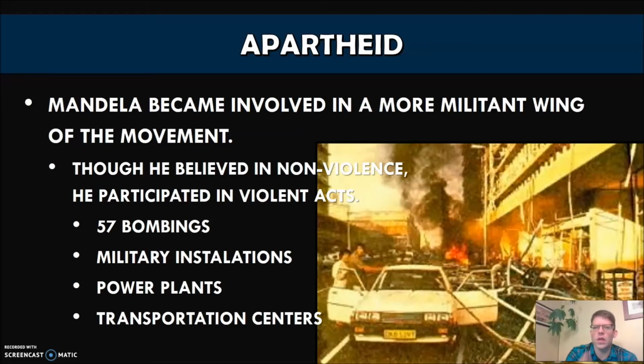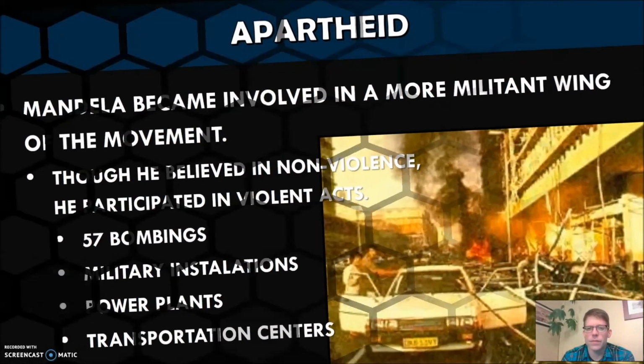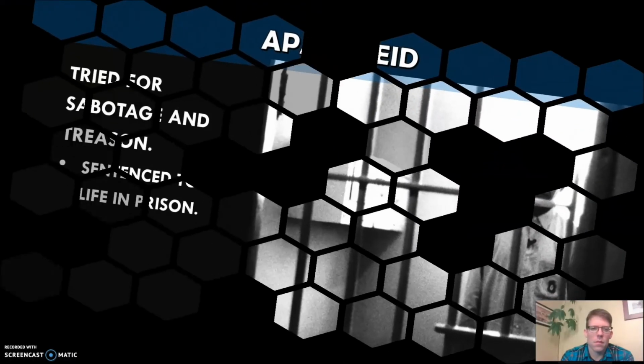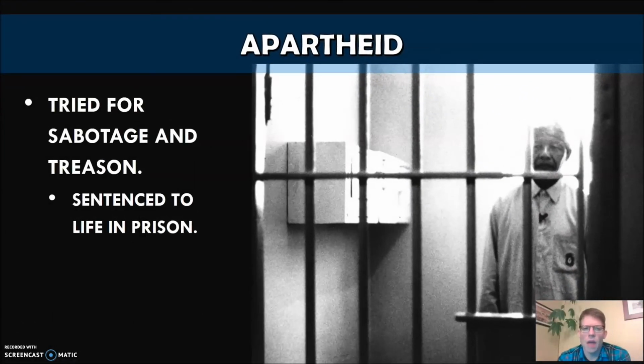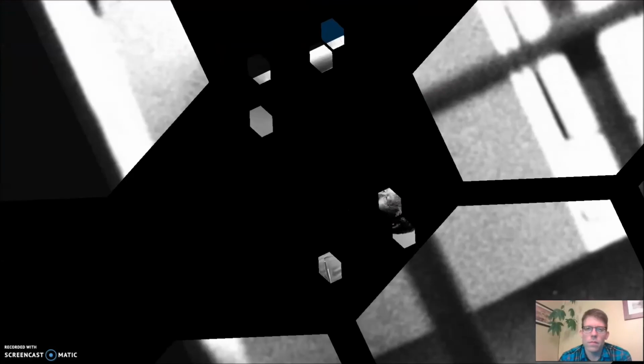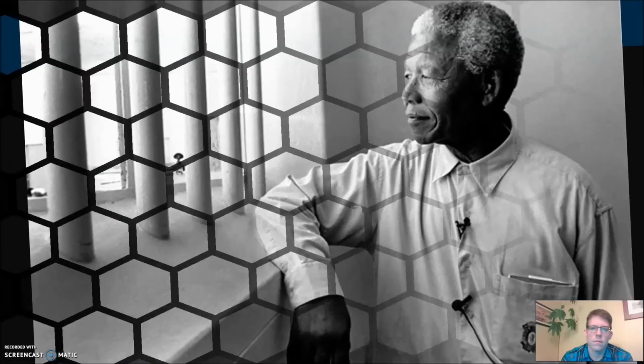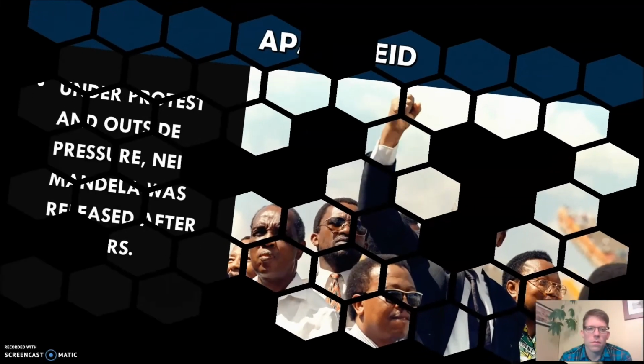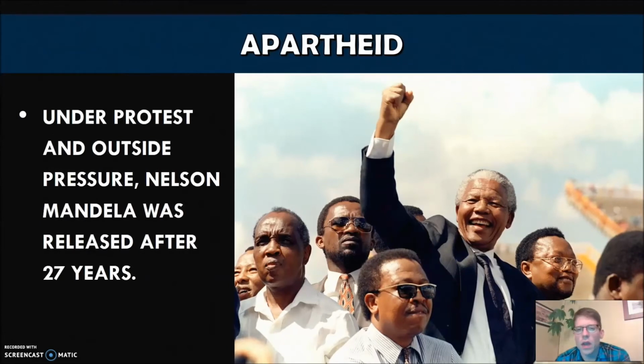Mandela said these targets were selected specifically because they didn't want to hurt anybody, and they tried to bomb them at times when they knew no one would be there. I don't know if anyone was actually hurt in these attacks or not. He was tried for sabotage and treason and found guilty and sentenced to life in prison. Under protest and from outside pressure from other countries, Nelson Mandela was released after having spent 27 years in prison.